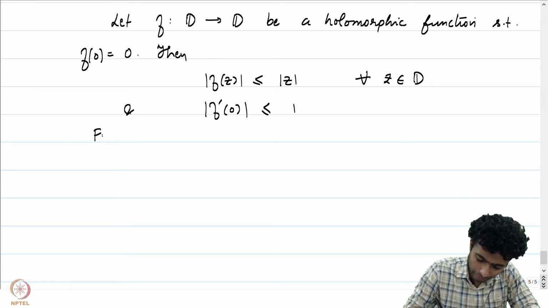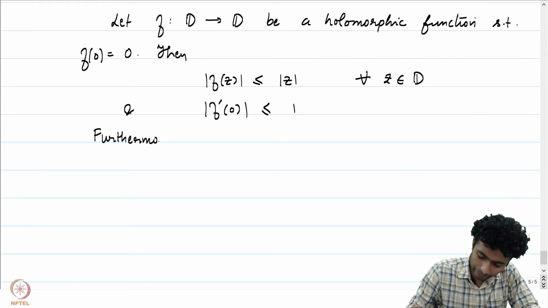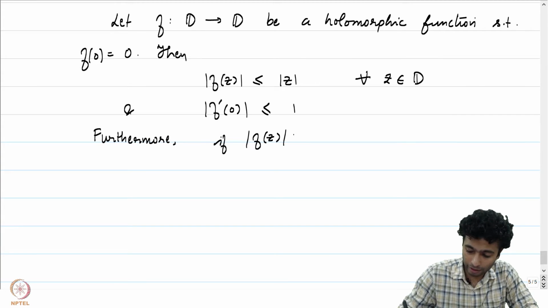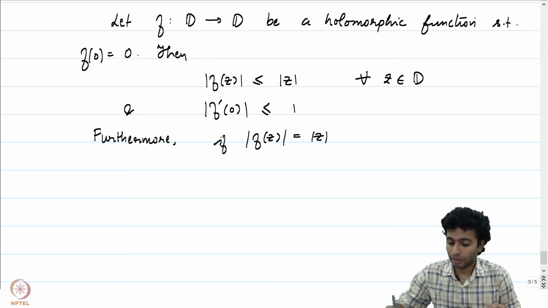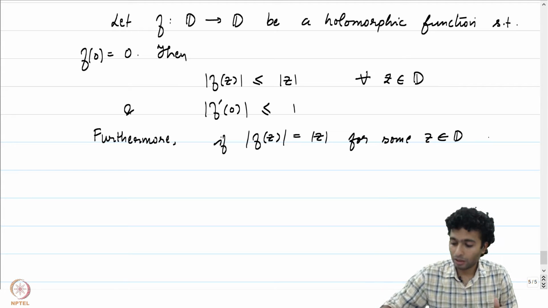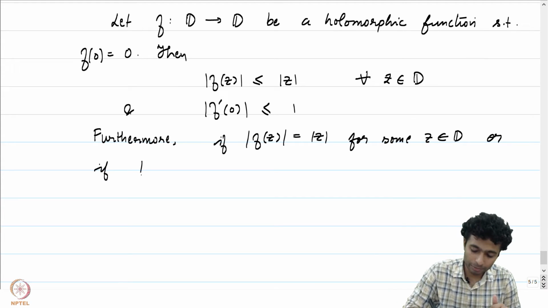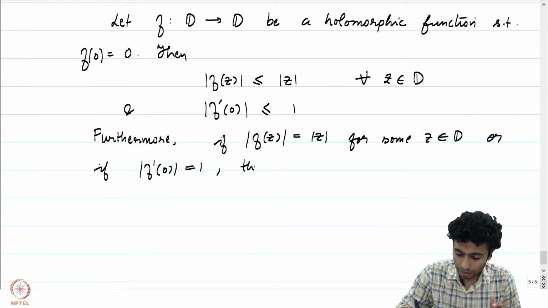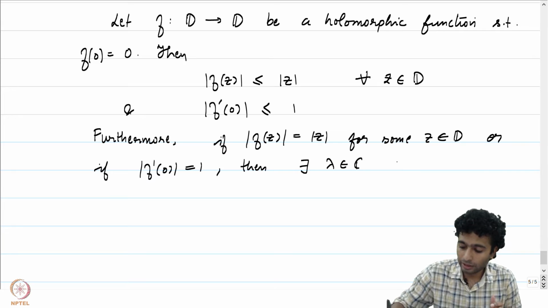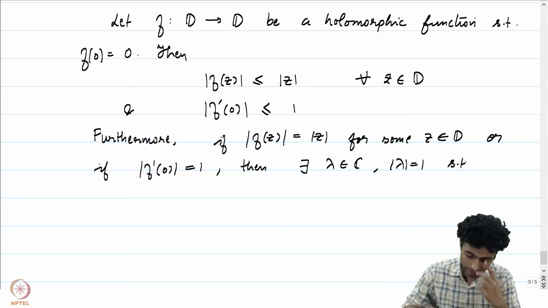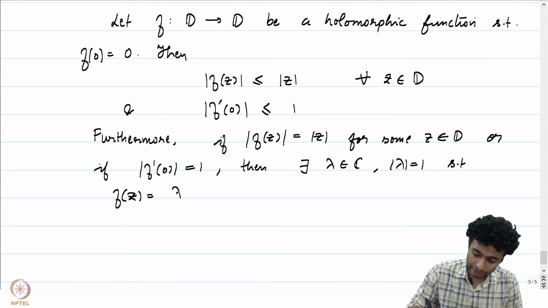Furthermore, if the absolute value of f(z) is equal to the absolute value of z for some z in D, or if the absolute value of f prime of 0 is equal to 1, then there exists lambda in C with absolute value equal to 1, on the unit circle, such that f(z) is equal to lambda z.